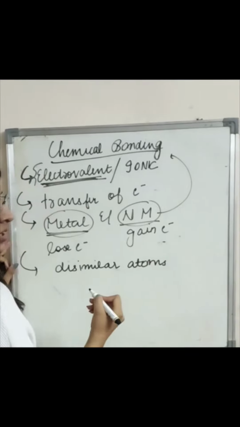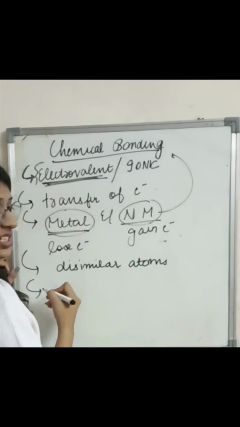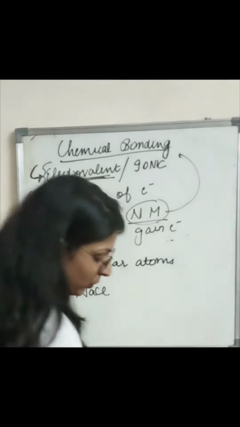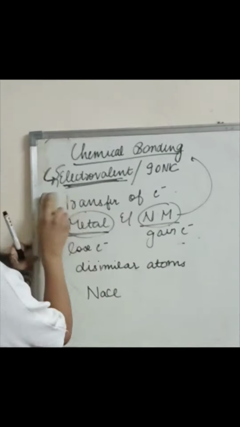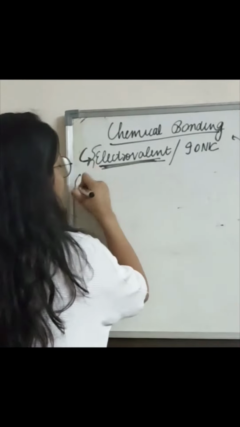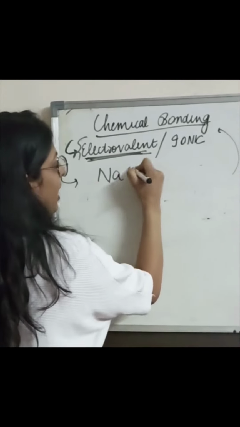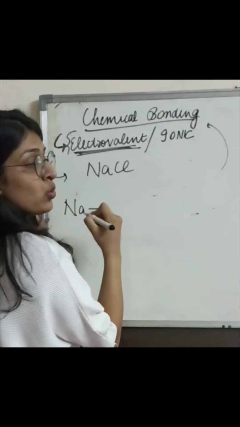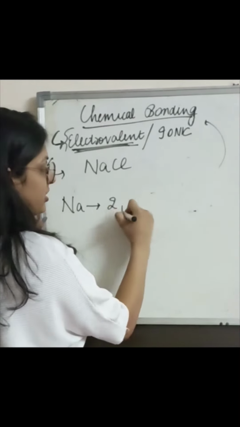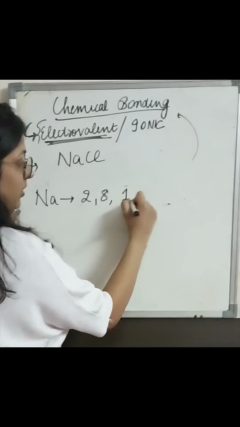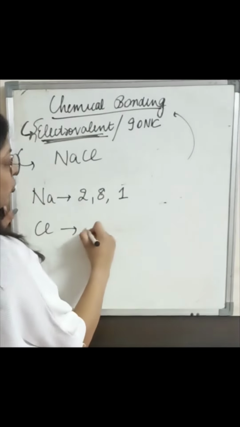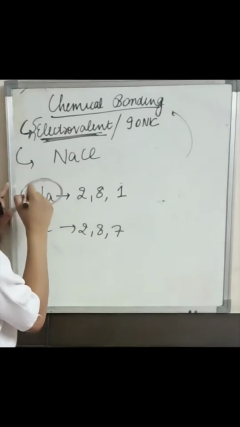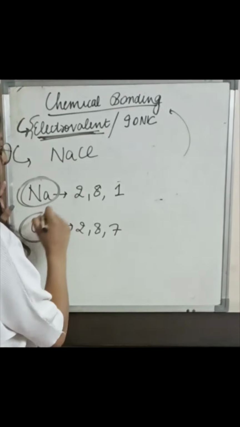Now how this occurs, we will discuss by considering the example of NaCl, table salt. As we see, sodium has the electronic configuration 2,8,1, whereas chlorine has the electronic configuration 2,8,7. Here sodium is a metal and chlorine is a non-metal.